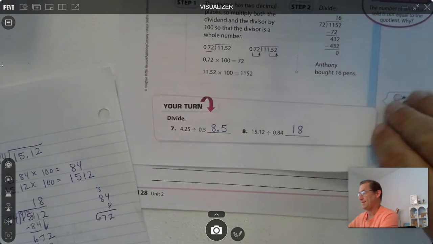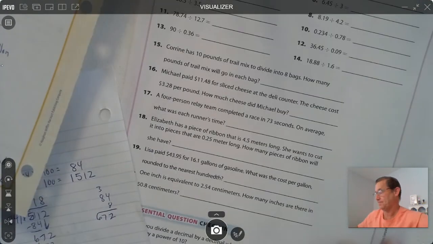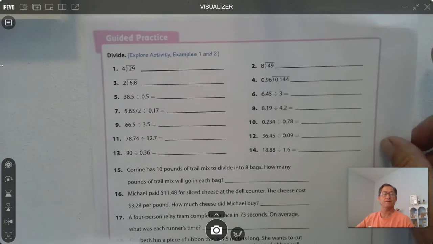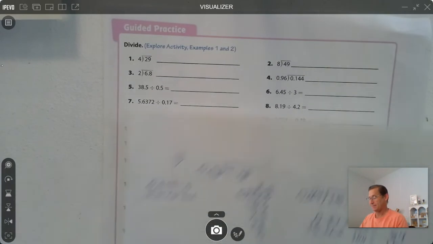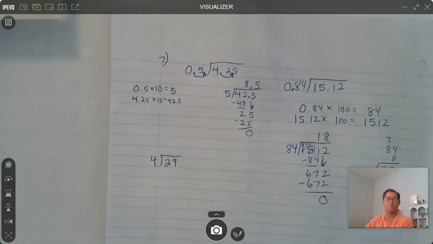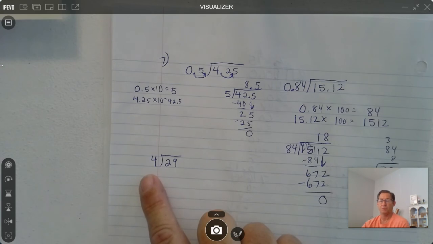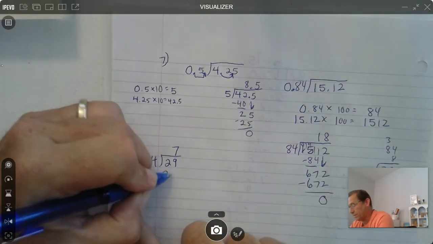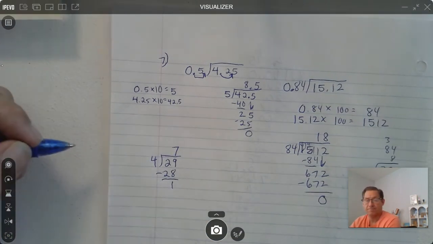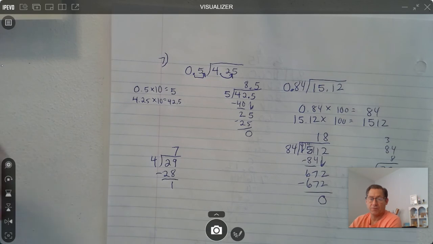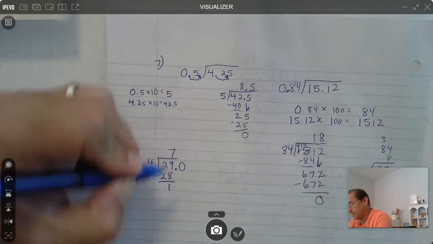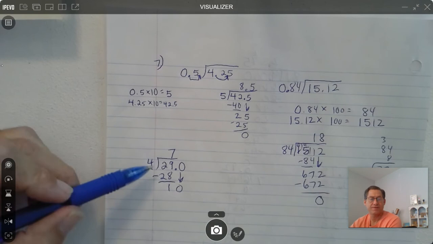Let's move on to page 128. All right, so the guided practice. Number 1, 29 divided by 4. So we're dividing a whole number by a whole number. 7 times 4 is 28. Subtract, we get 1. Now we could technically write 7 and 1/4. And you probably know that 1/4 is the same as 25 hundredths. But let's go ahead and see it through, and let's add 0 after the 9.